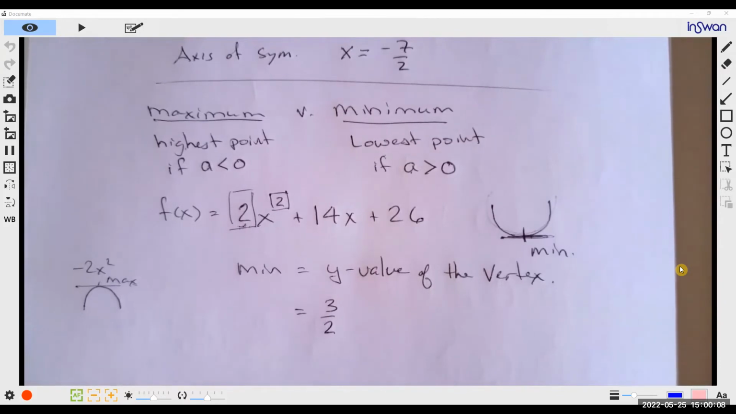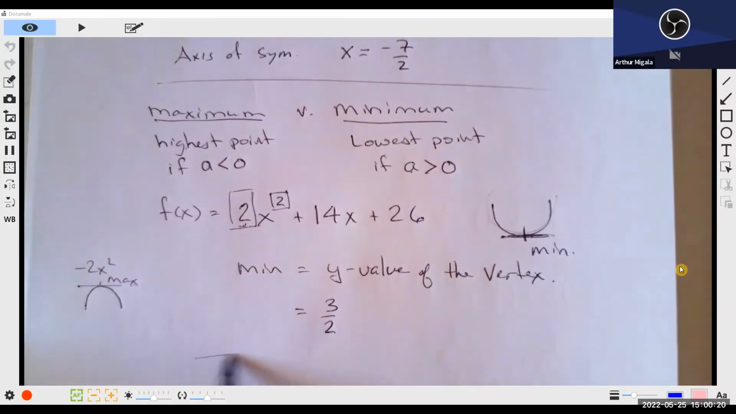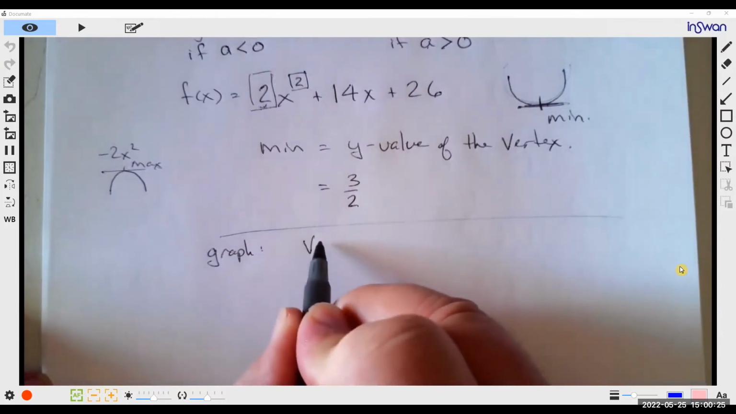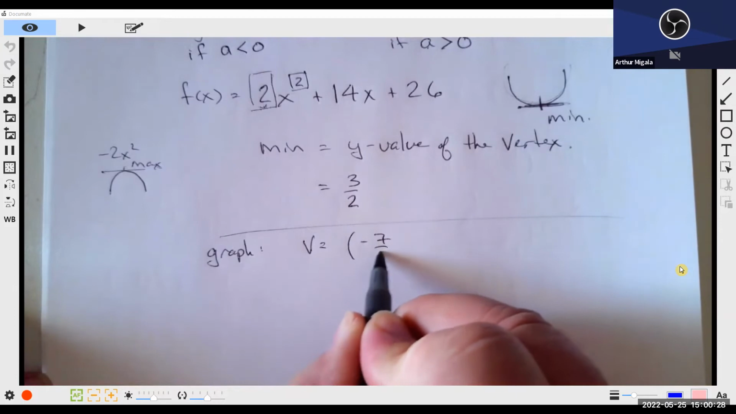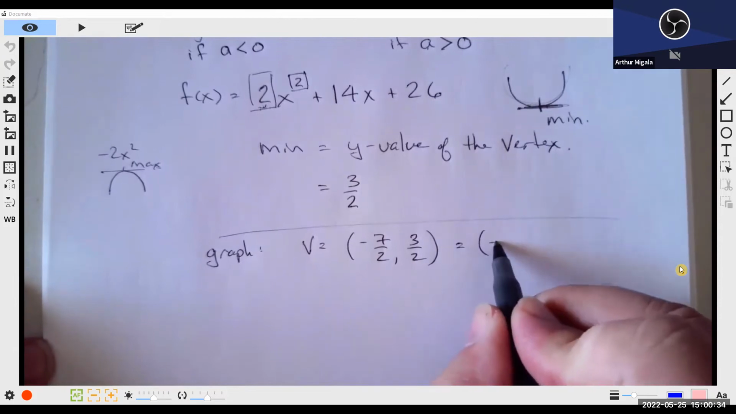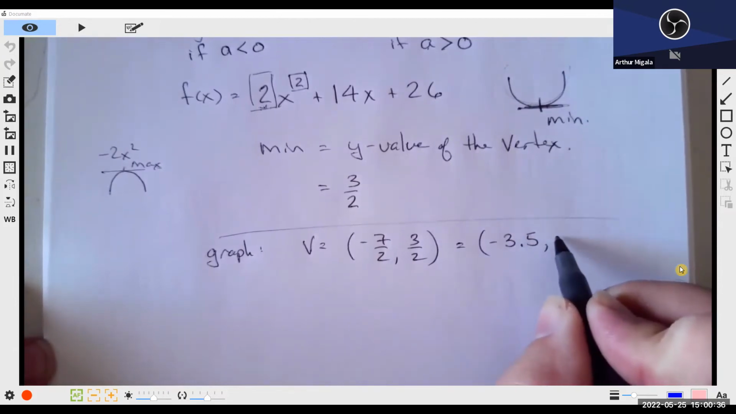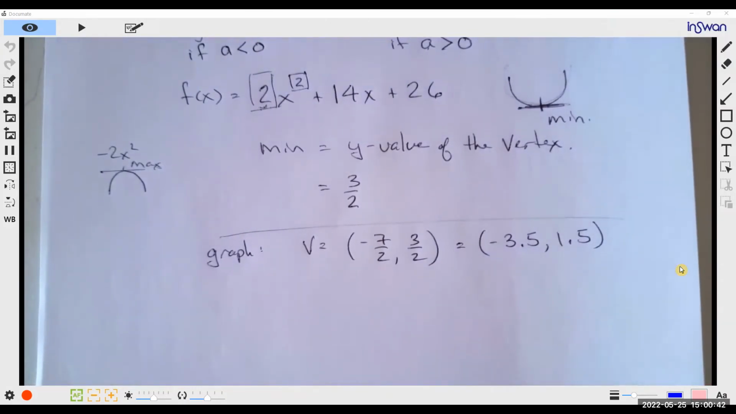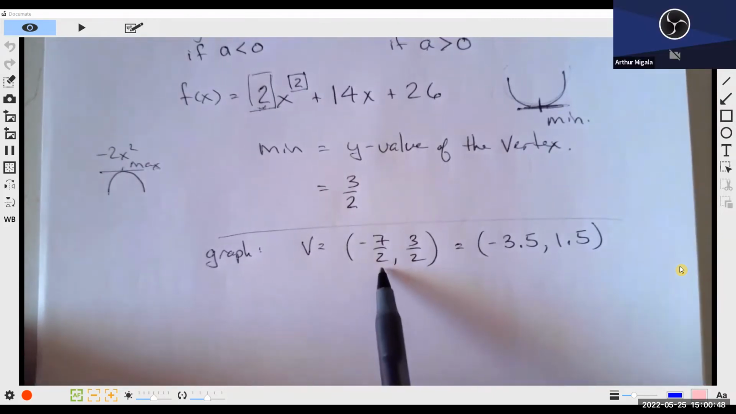Okay, got it. In this case, it was a little bit hard for me to actually graph it, because whenever I try to graph it, it asks for 2 points. Now I'm going to ask you to graph it. You know where the vertex is. The vertex is at (-7/2, 3/2), which is (-3.5, 1.5). So when it comes to graphing, you use decimals? Yes.